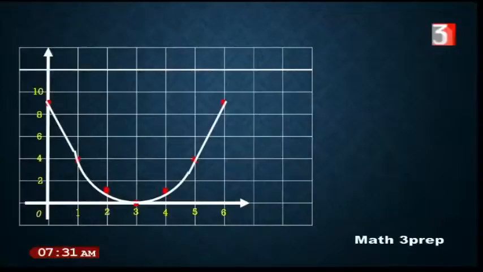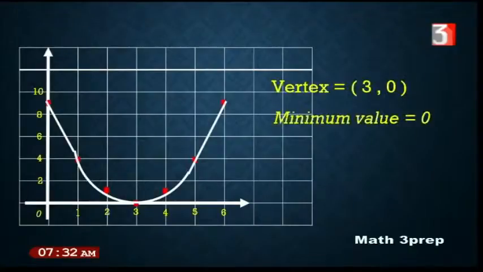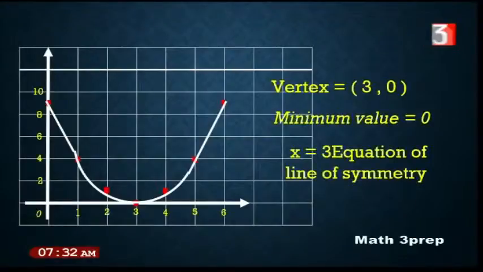What about the vertex of the curve? The vertex of the curve is (3, 0). It has a minimum value, so the minimum value is 0. What about the equation of the line of symmetry? It is x equals 3. Let us have another example.